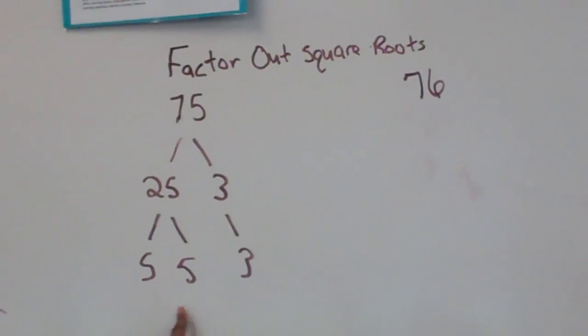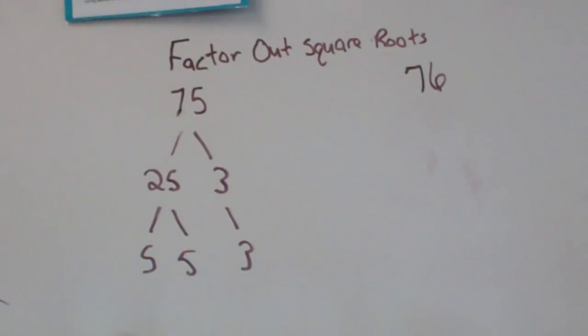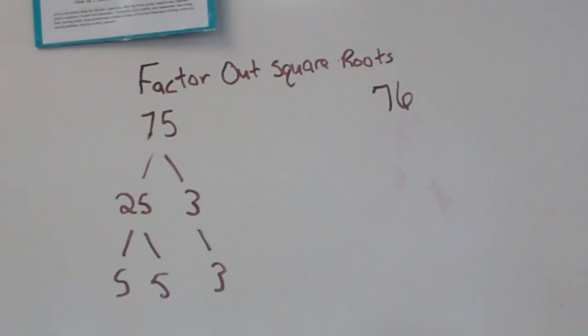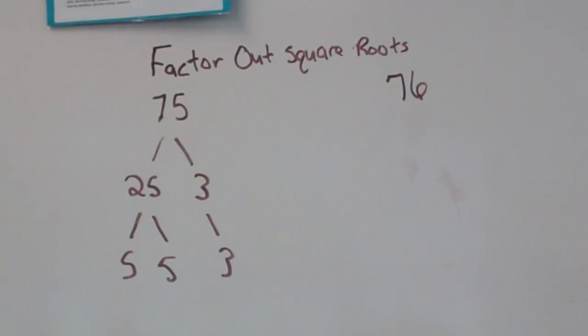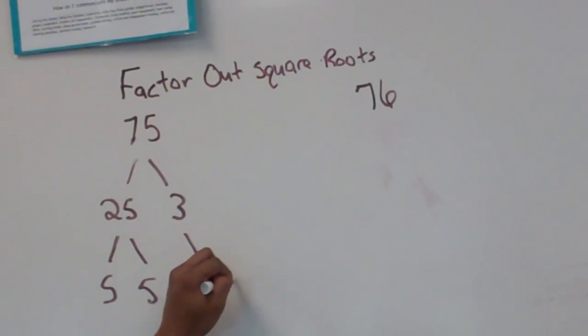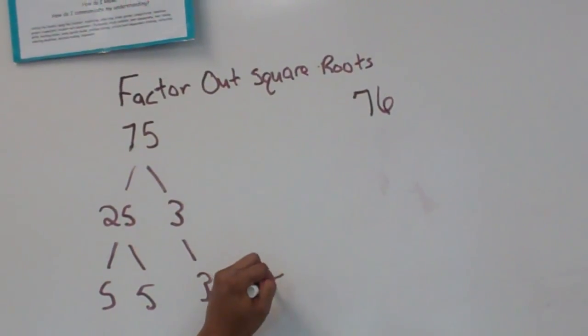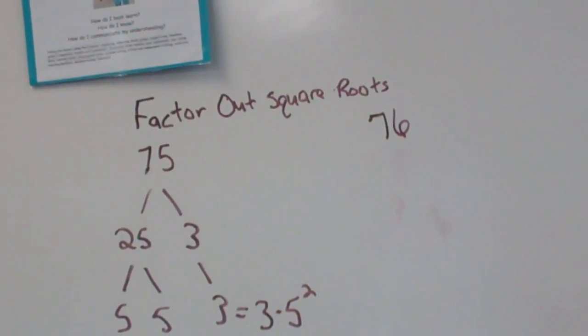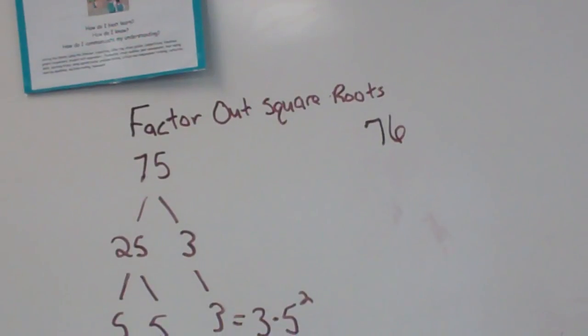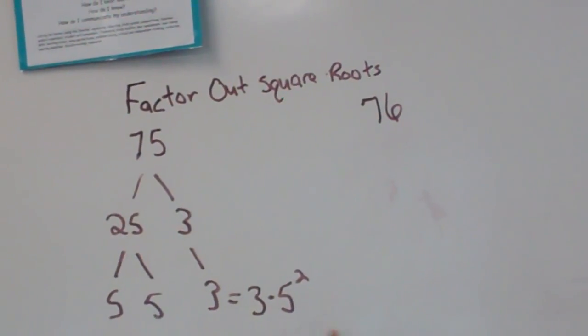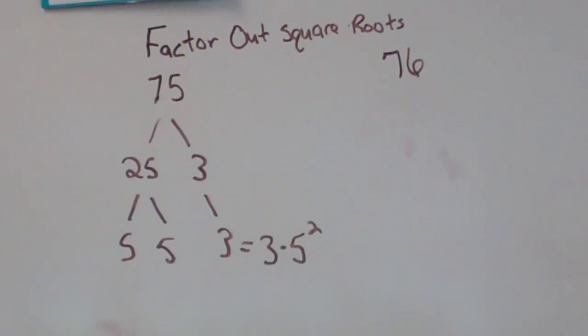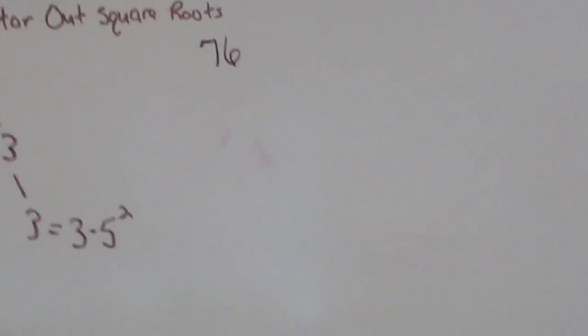So what would my answer be, Joy? 5 times 5 times 3. Or 3 times 5 squared. You were right. But the proper way to say it, in ascending order, would be 3 times 5 squared. Okay. All right. What about 76?